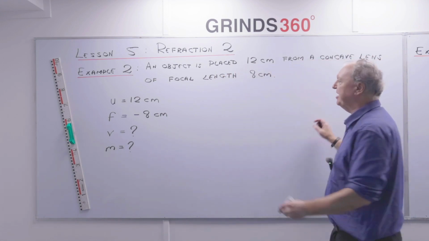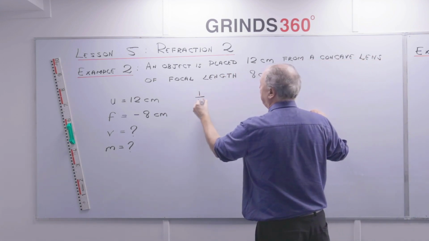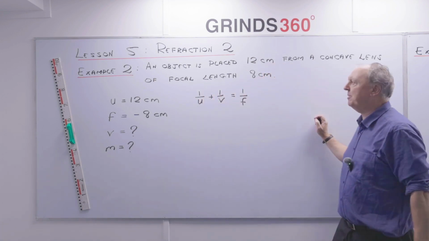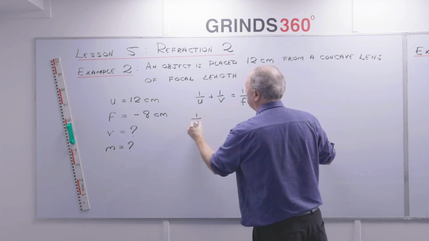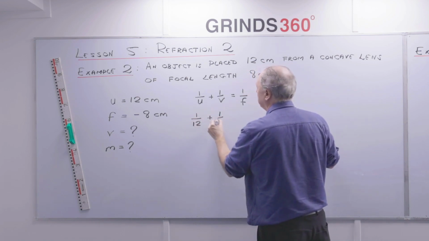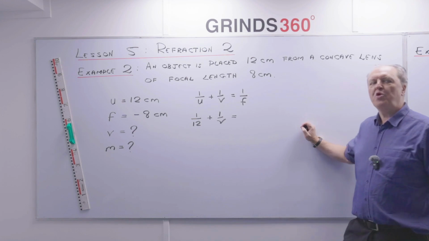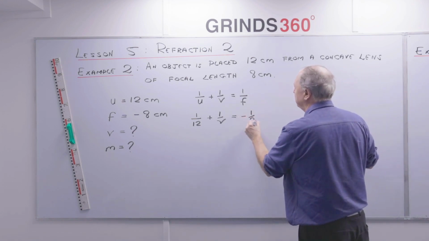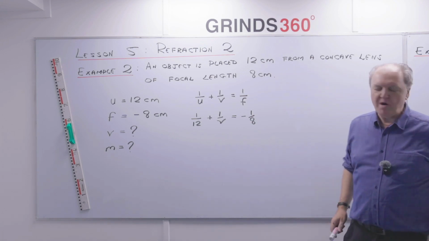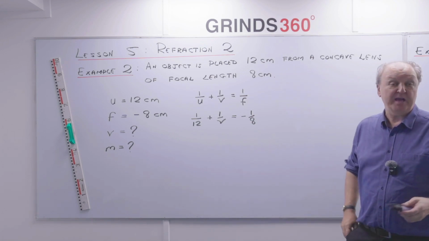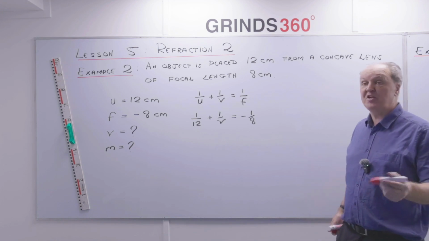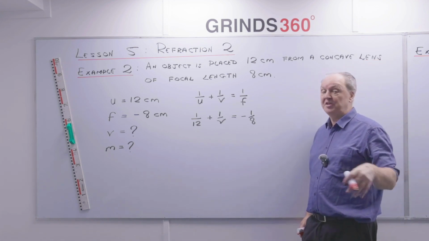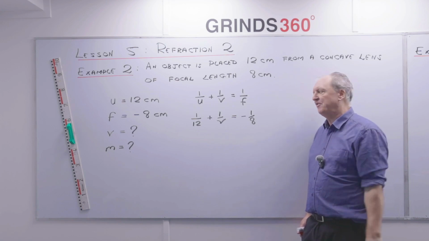So what do I do? Write down your formula for the lens. 3 marks just for doing that. Fill in the numbers. 1 over 12 plus 1 over v is equal to 1 over minus 8. I can throw the minus in front of the fraction. Minus 1 over 8. Then I want to get rid of all those fractions. I can use my calculator, but they're easy enough. I like to do them manually. The next question is going to involve a bit of algebra anyway, so you need to be able to know the manual technique for doing it.